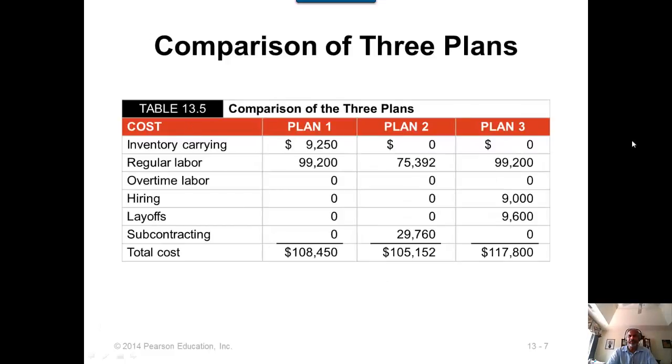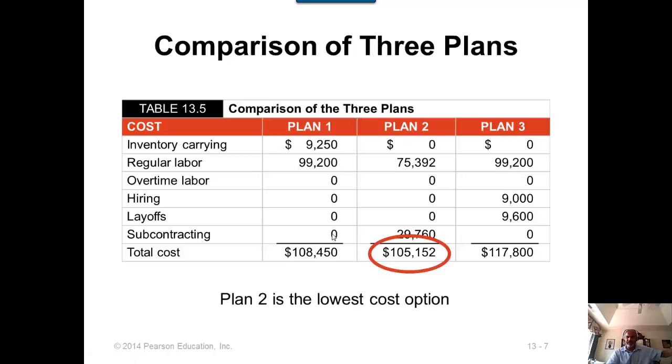So here are the comparisons. Plan 1, which is level 50 units a day, and then plan 2 is to set the production at 38 units a day and use subcontracting. And then the plan 3 is chase.